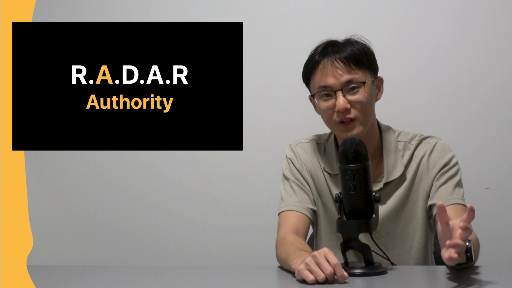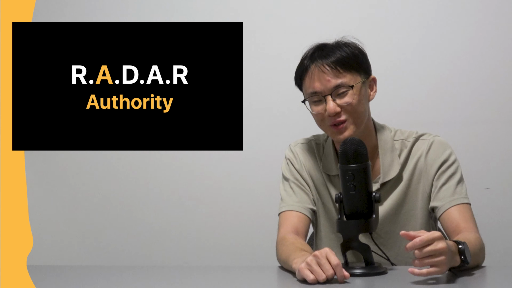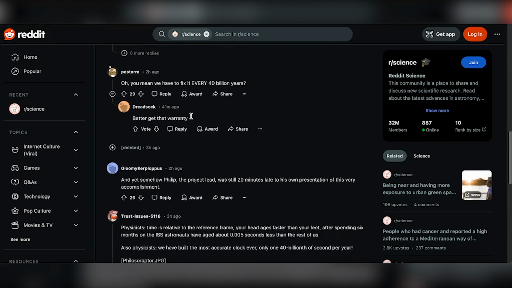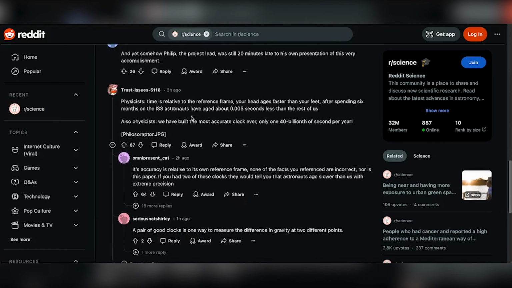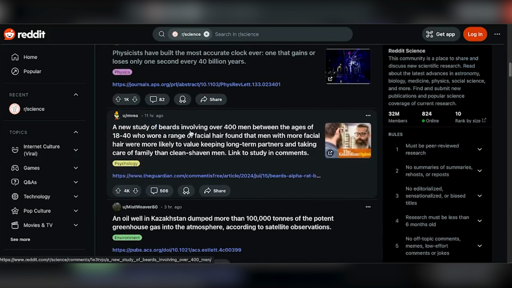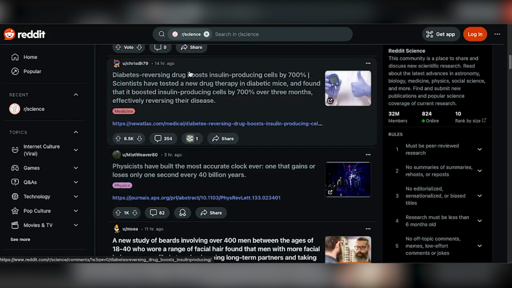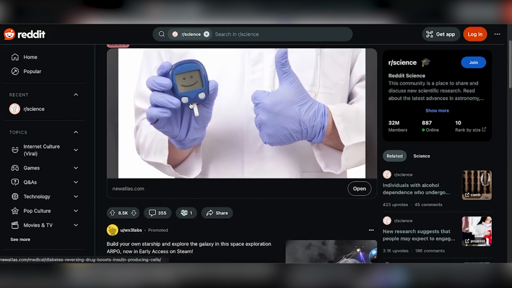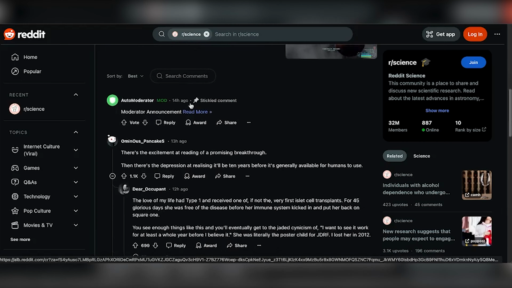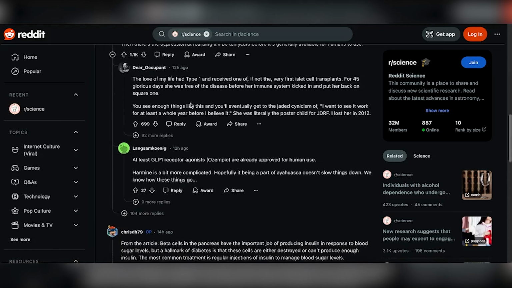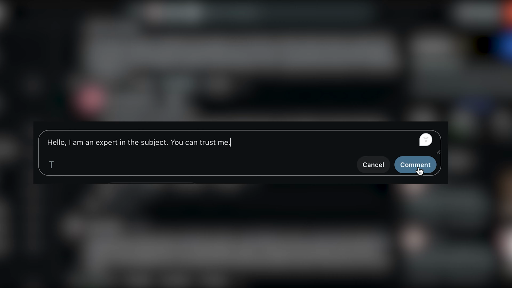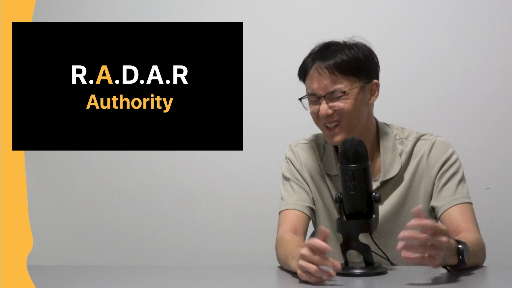In terms of authority, we have a pretty bad example to start us off, and that's Reddit. Reddit obviously is a great forum for individuals to discuss. And that allows for a lot of information sharing, and that allows for a lot of conversation. But how much of it comes from a source of authority? Hard to tell. One of the things about Reddit is that it is anonymous. So someone can go onto that platform and say, hello, I am an expert in the subject. You can trust me. And then you go, can I?